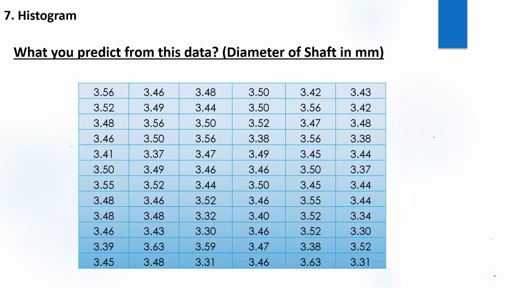So this is the data. I told Akash to go to the shop floor and check the diameter of the shaft in mm. So Akash went there and collected this data. So there are only 50 points. Suppose I told him to collect 75 points.